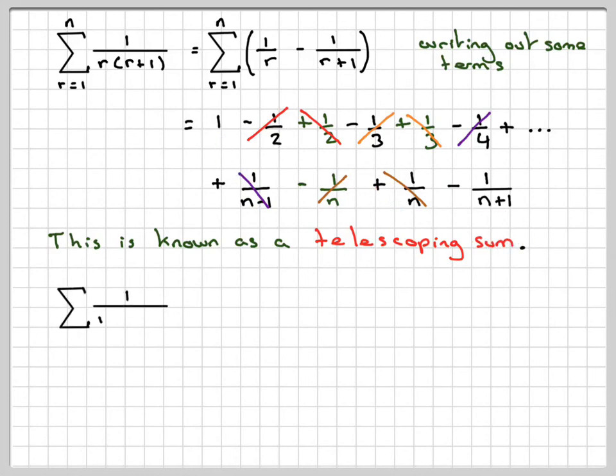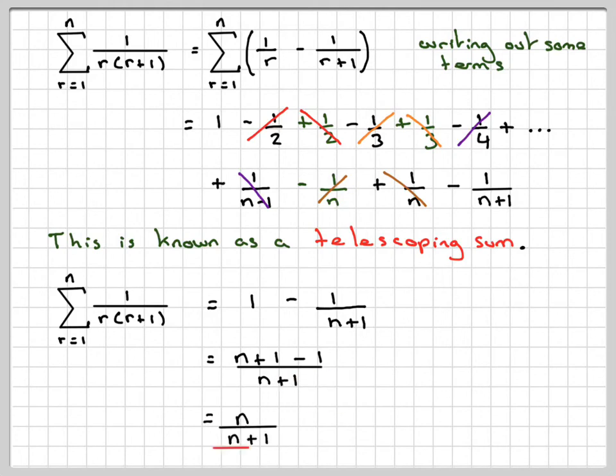So we can now say the sum of the original sequence from r equals 1 to n of 1 over r times r plus 1 will be 1 minus 1 over n plus 1. We could then simplify that by putting it over a common denominator. So it's n plus 1 minus 1 over n plus 1. 1 minus 1 cancels out, so you just get n over n plus 1.